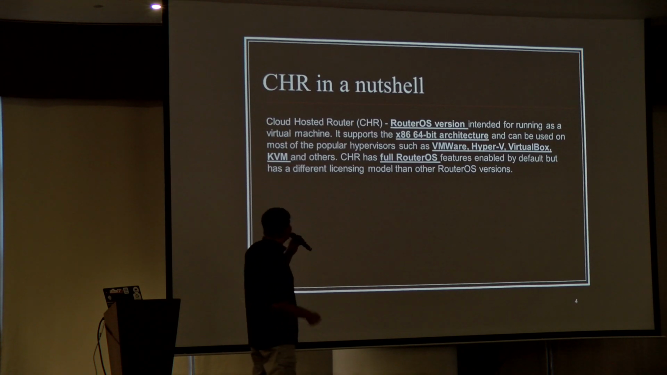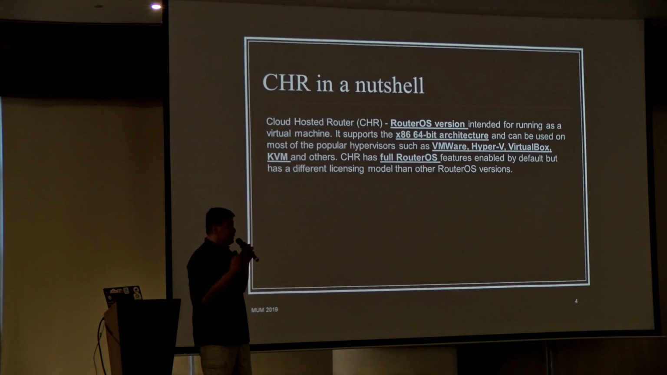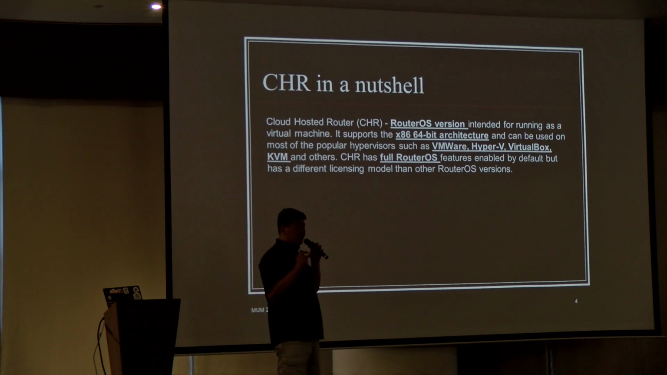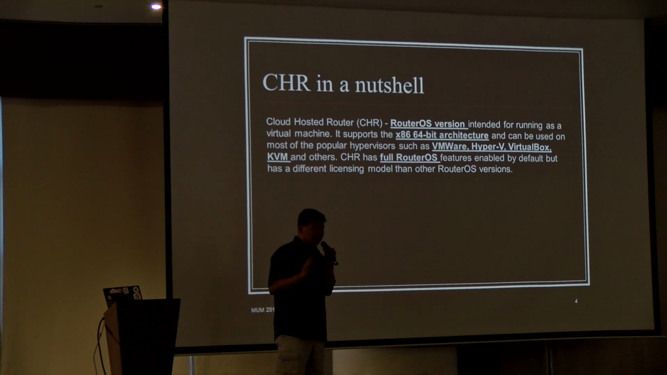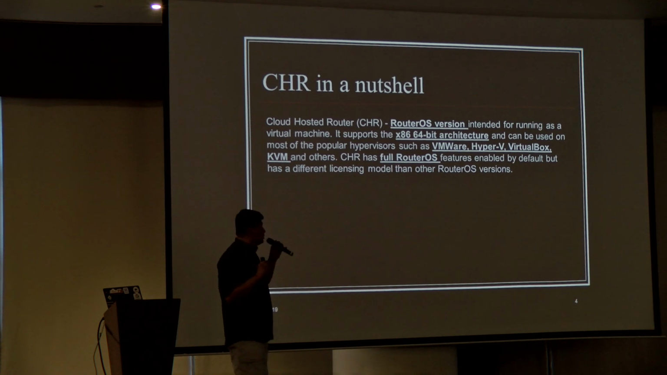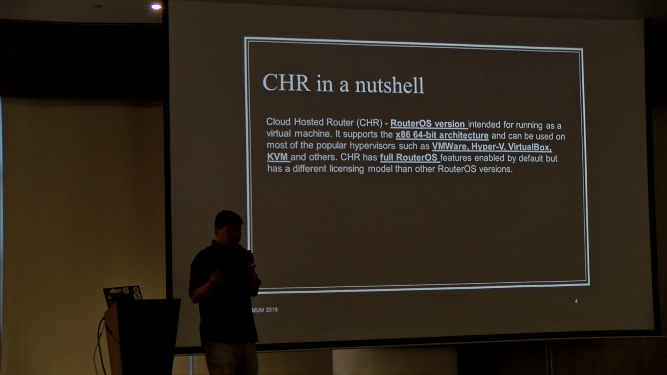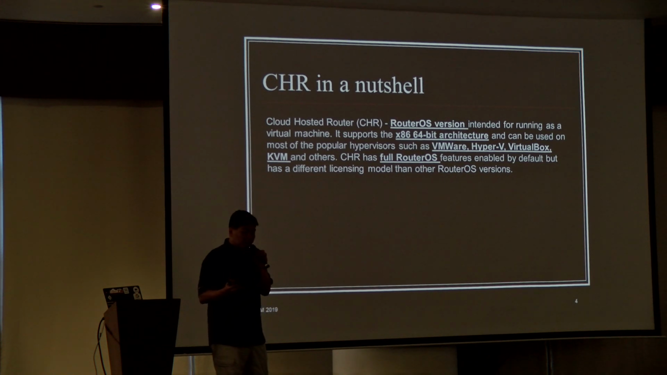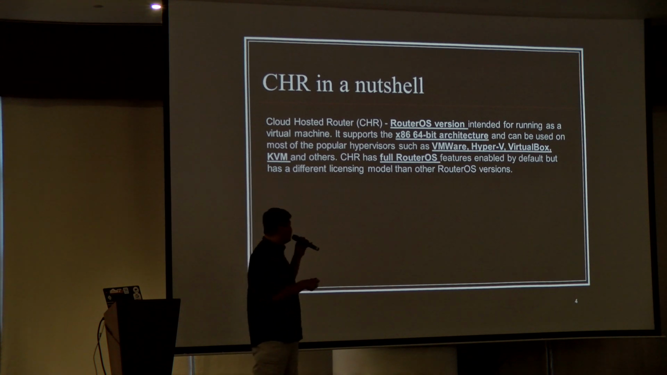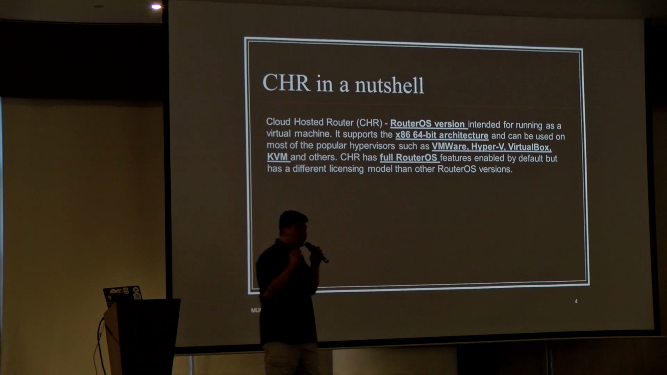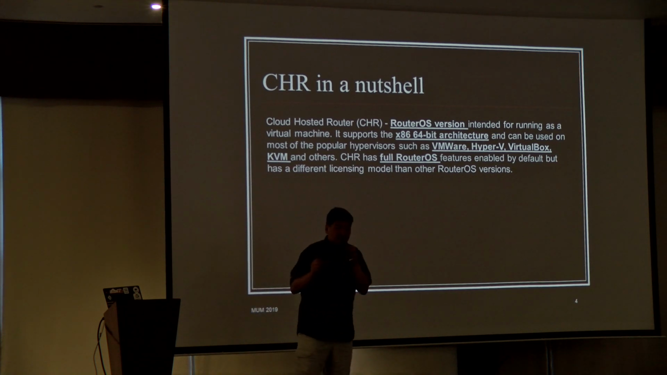First things first, CHR in a nutshell. There is some important information with regards to CHR. It's a RouterOS version, a full working router OS, and it works on the x86 64-bit architecture, which runs, of course, on various hypervisors. What are the hypervisors you can run it on? VMware, Hyper-V, VirtualBox. These are some of the hypervisors you can work with. You have all RouterOS features enabled by default. Of course, there are different licensing models for the CHR.